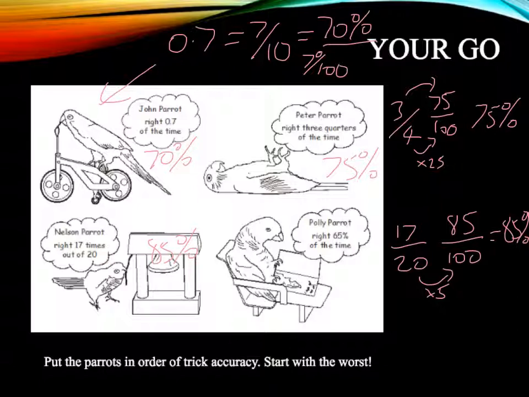And finally, Polly Parrot, it tells us already, 65% of the time. So if we're putting these in order, we want first of all Polly. Then who's going to be next? John. And then Peter. And finally Nelson.